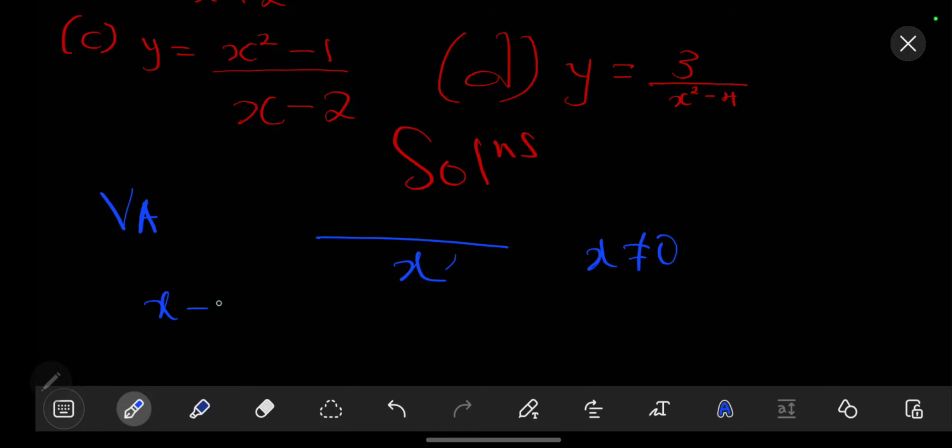If we have on the denominator x minus 1, we are going to equate this to be equal to 0, so that x is equal to 1. This x is equal to 1. That means the curve should not be able to meet this point, but it can approach it.